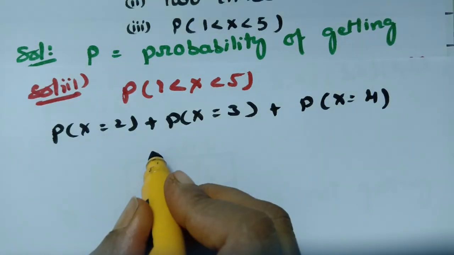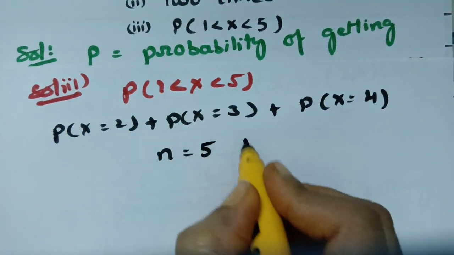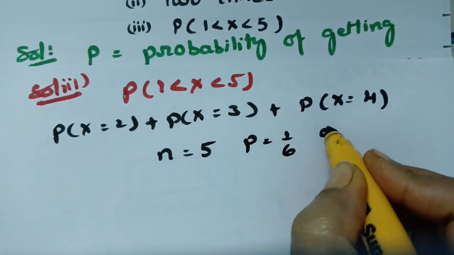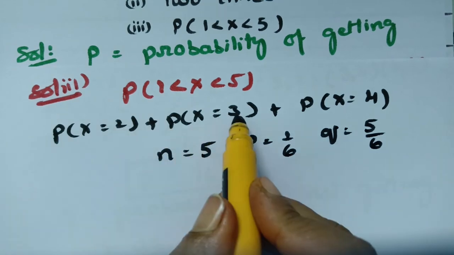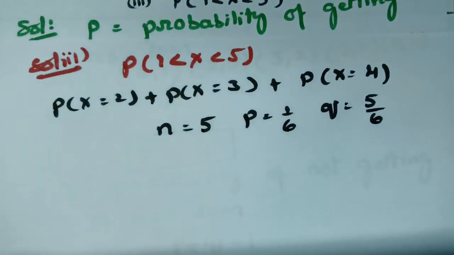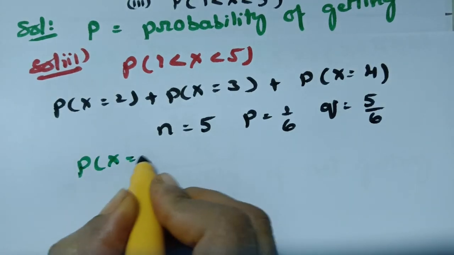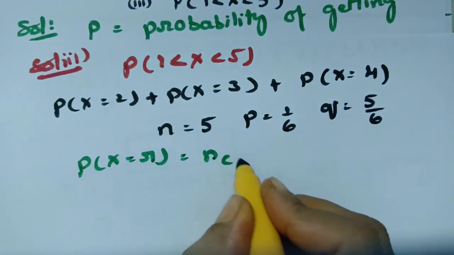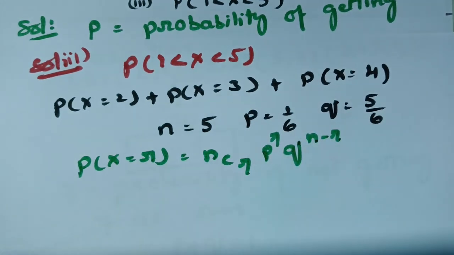So, again we have n is equal to 5, see our n value is equal to 5. And p value is equal to 1 by 6 and q is equal to 5 by 6 and here r value is equal to 2, here 3 and here 4. And we have again the formula I'm writing, that is probability of X is equal to r is nothing but nCr p power r and this is q power n minus r.